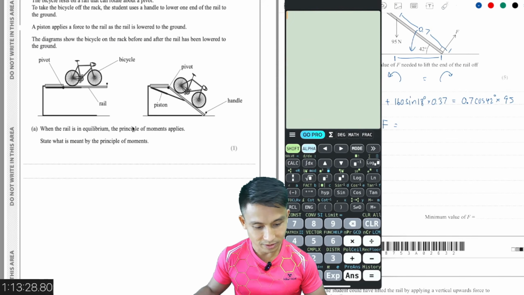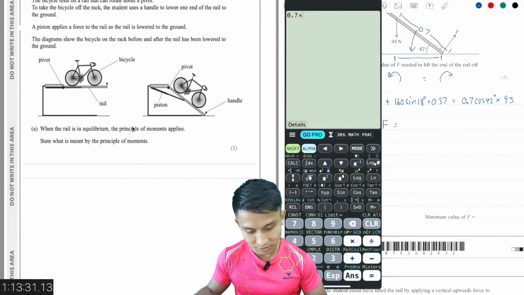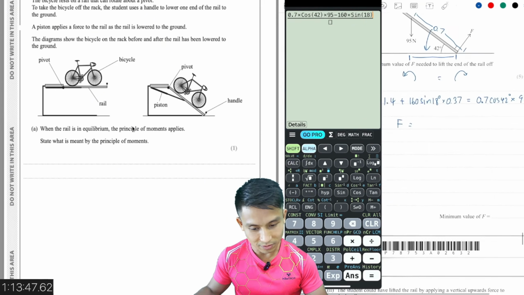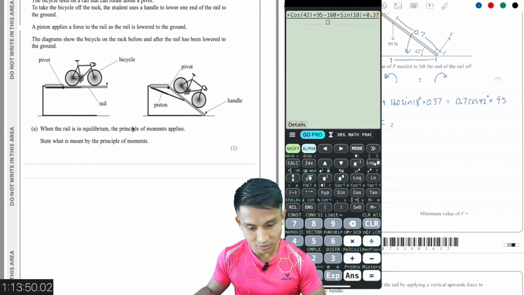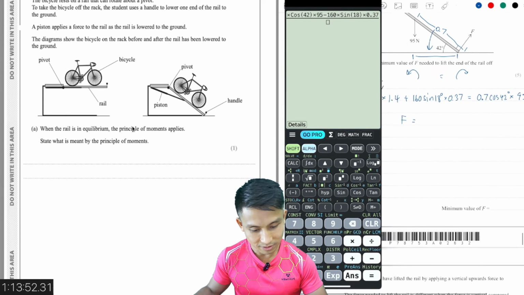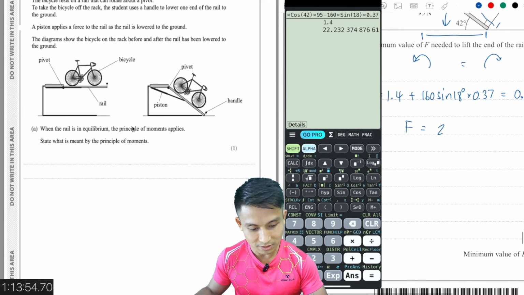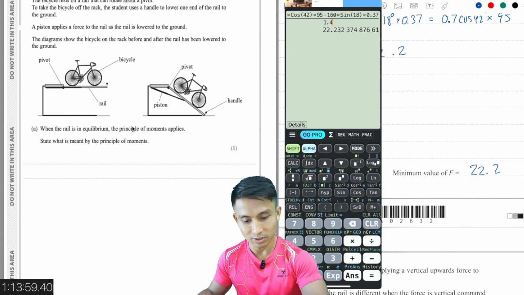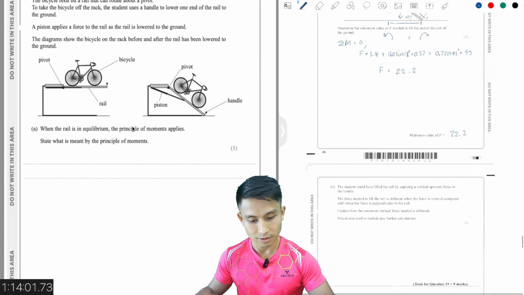Just calculator. So I'm just going to do 0.7 times, well, I'm just going to do fraction already because I have to divide at the end, times, this is in degrees, so cos 42 times 95. I've got to do minus 160, move to the right hand side, sine 18, times 0.37, divided by 1.4. So that would be the answer. Okay, I'm just going to do 3 sig fig there. Alright, so next one.